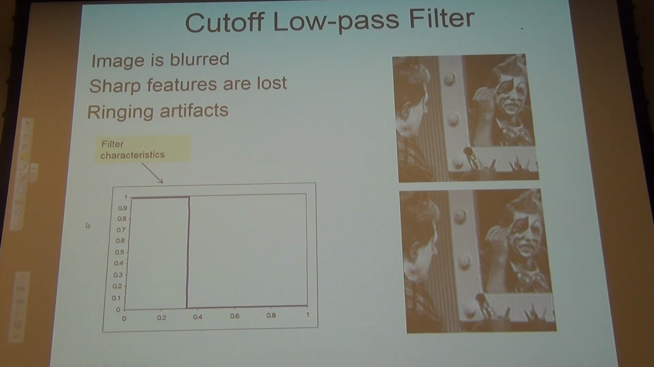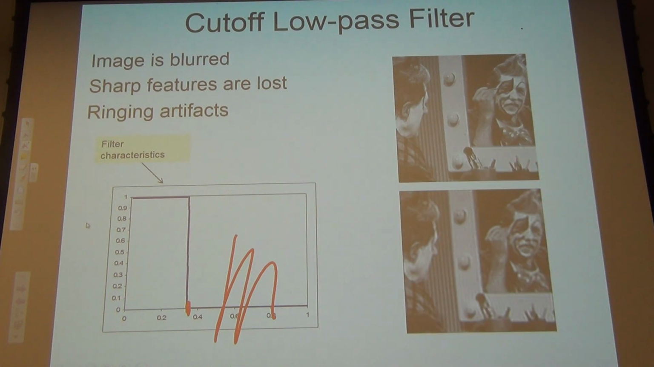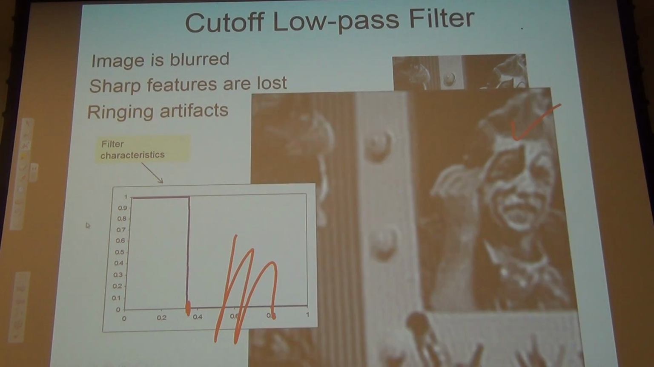Say only the low frequency can pass this filter, and it will cut off all the high frequency part. It's for the blurry. This image is very blurry. The original image is this, and this is after you use the cutoff low pass filter. It's blurry, and this is called the cut-off low pass filter.